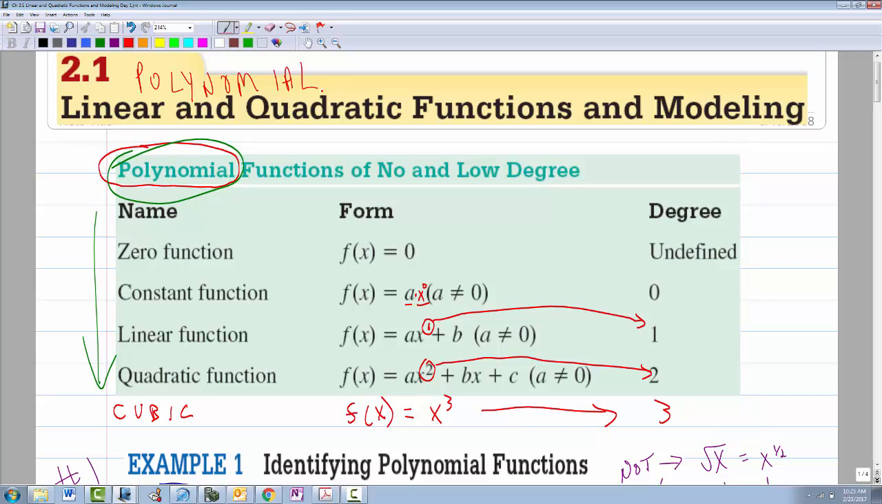Parabola. Okay, but then I did put in here, there is one more name, and then after that there is no more names for the degree. An x to the third will be a cubic, and then we start getting into the polynomial dance.